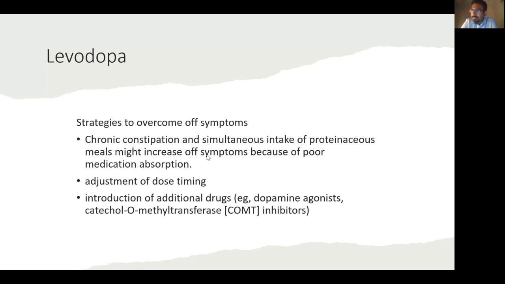The second thing is whether the patient is taking the medicine in the right way. Levodopa should be taken 30 minutes after the previous meal or 1 hour before the next meal. Otherwise, the protein content in the meal can affect the absorption of levodopa. If we have made sure that absorption is correct, then we need to adjust the dose timing. We need to make it more frequent. If the patient was getting it 3 times a day, we may need to plan for getting it 4 times a day. The next step in managing off phenomena is to add something else on top of the 3 or 4 times a day levodopa.